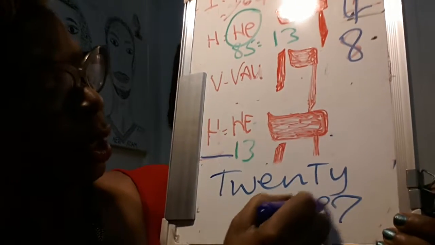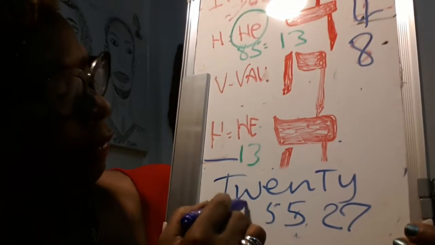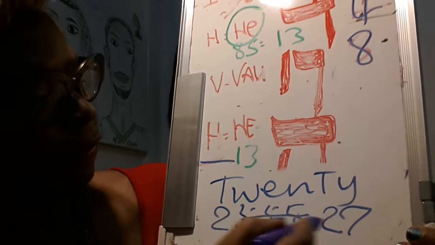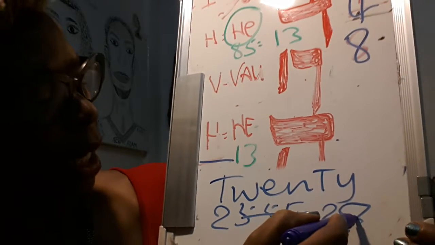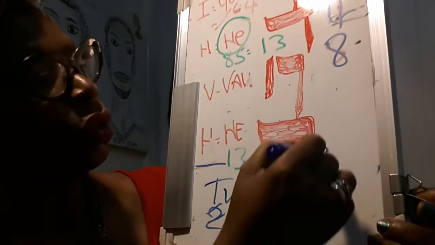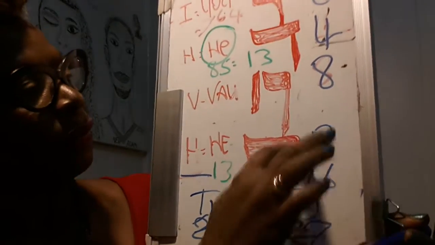is 7, 2, 5, 5, 5, 2. Add this together, it is 15. This would be 24, 25, 26. 2 plus 6 equals 8. 8 is the number which is the symbol of infinity.